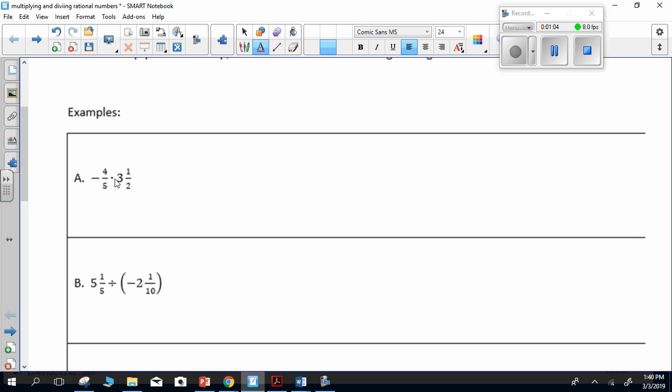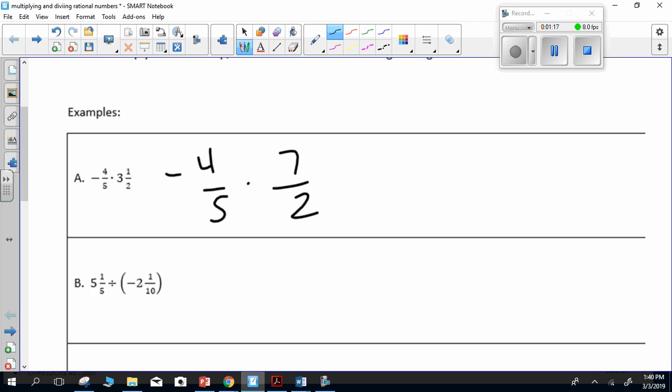First thing I need to do is, I've got a mixed number, so I need to change it to an improper fraction. So that means I've got -4/5 times 7/2, because 3 times 2 is 6, plus 1 more is 7. Multiply straight across, and I get 28/10. So this is just like regular multiplication.